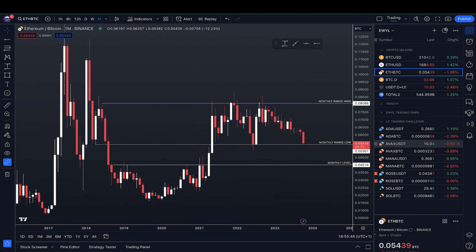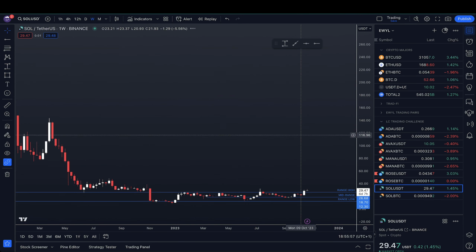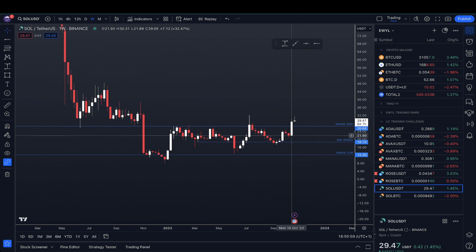So I think a little bit more downside for alts, but I would not let that put you off starting to dollar cost averaging and starting to fill your bags. Because as I say, once things turn, they turn quick. I mean, just take a look at Sol USDT, for example. Look at that last week, breaching through.